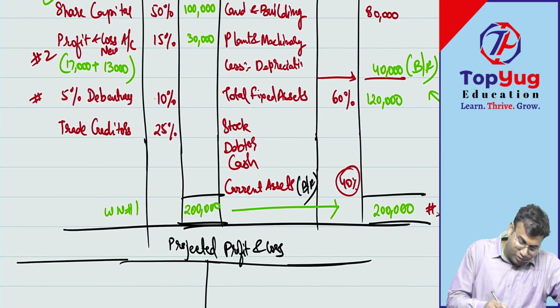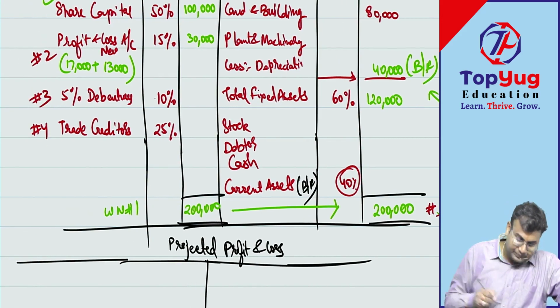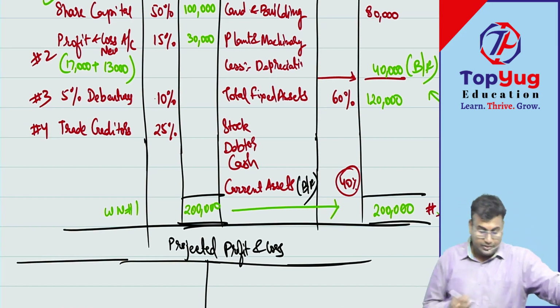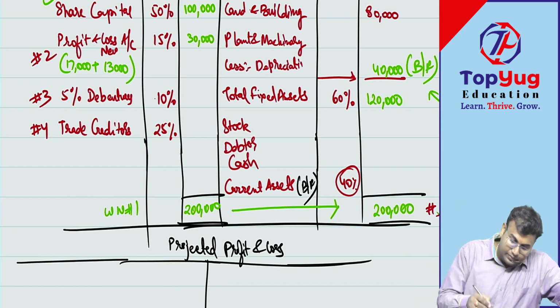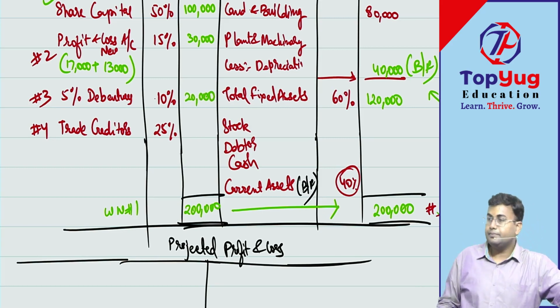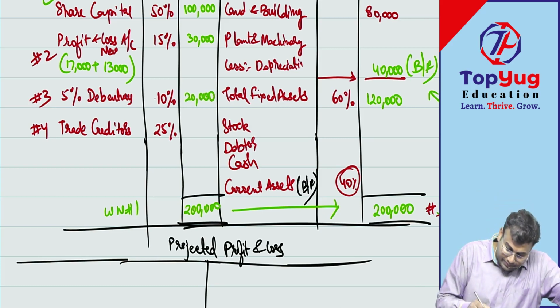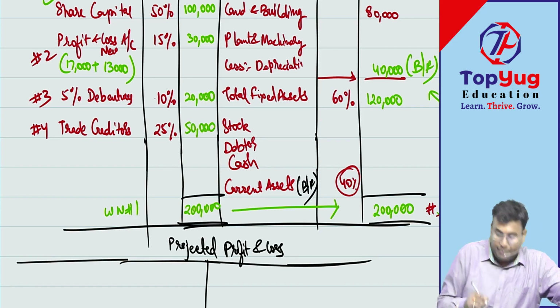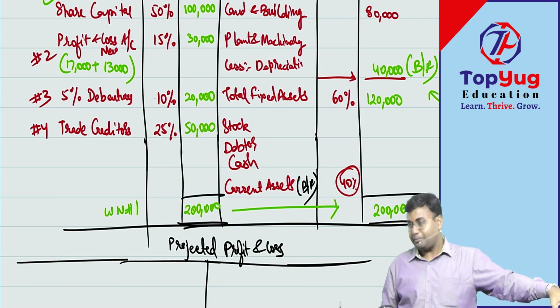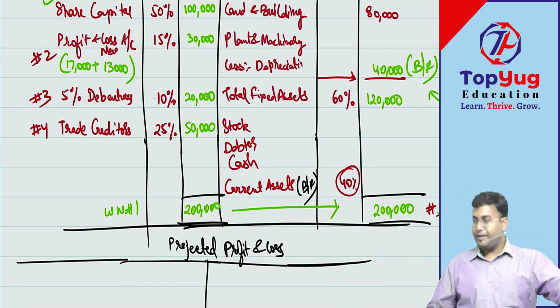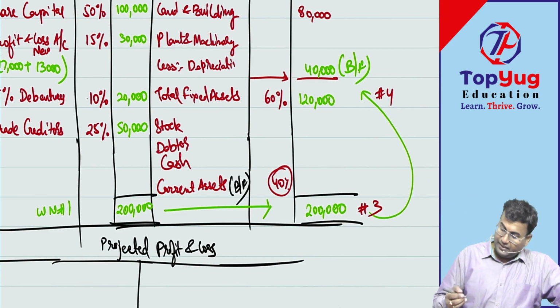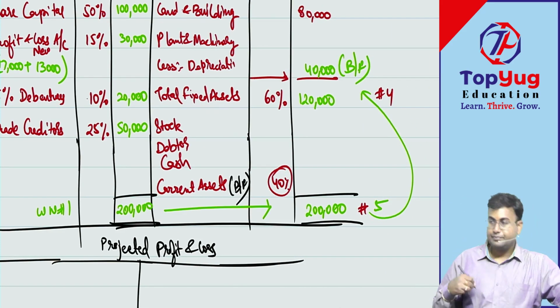Do one thing, we will add the working notes later, first take this one. How much would be 5% debenture? 20,000. How much would be this one? 50,000. Is my balance sheet side complete? Liability side complete? Perfectly complete. Yes, perfectly complete. Now come to the asset side.